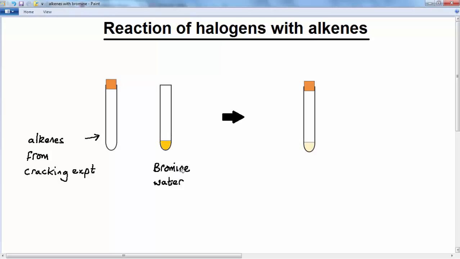of the bromine water. And that has happened because the alkenes have reacted with the bromine to form haloalkanes, and we'll write the equation for that in just a minute. So we can say here that the solution decolorizes or becomes clear. That depends again on the concentration of the bromine water, and that is the result of this reaction.